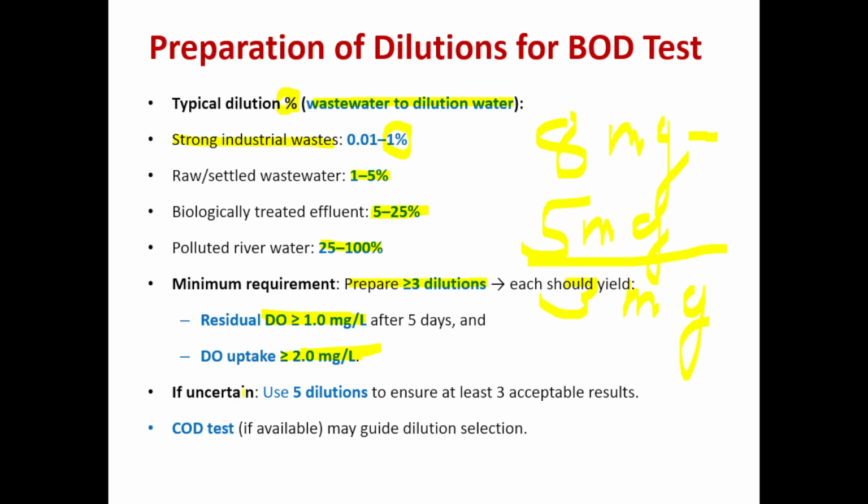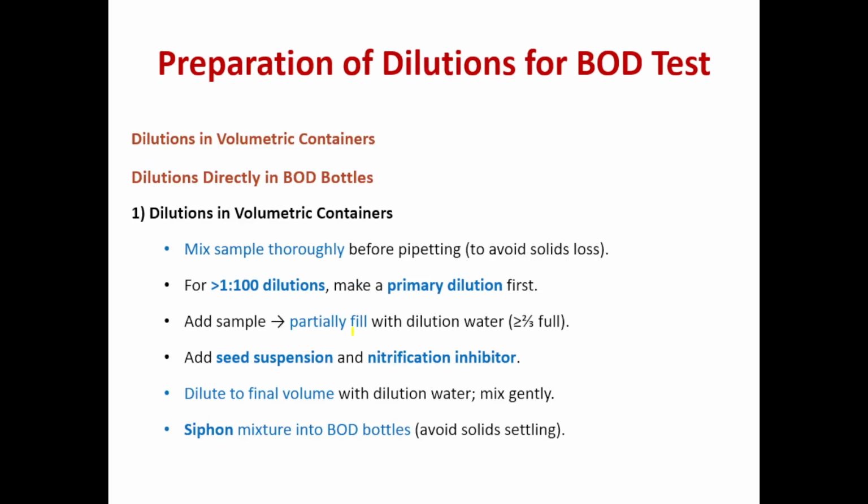If you are uncertain about the samples or the type of waste, then use 5 dilutions to ensure that you can find at least 3 acceptable results. If a COD test of the water is available, then this COD may guide the dilution selection. So the first thing is the preparation of dilution for the BOD test.